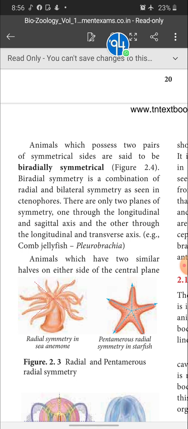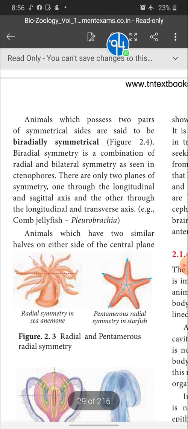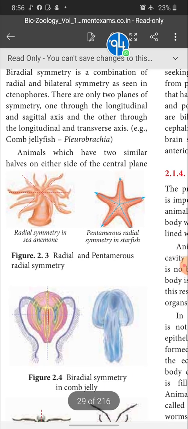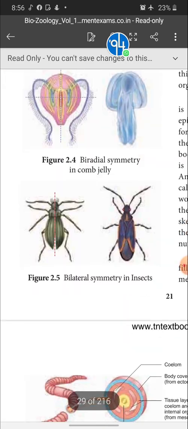There are only two planes of symmetry, one through the longitudinal and sagittal axis and the other through the longitudinal and transverse axis. Okay, these are the two types of symmetry seen in these animals. Example, jellyfish. Next, animals which have two similar halves on either side of the central plane.